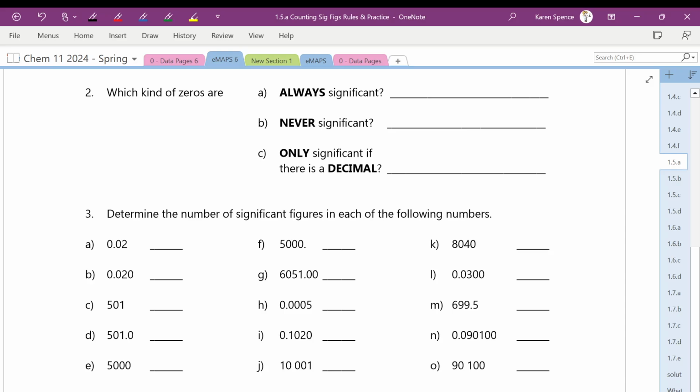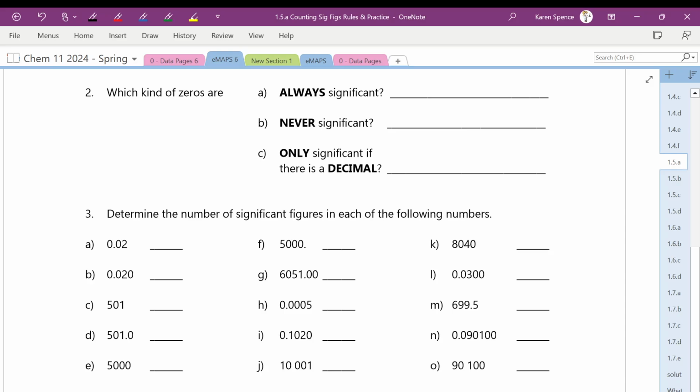Okay, so which ones are kind of confusing for you? Okay, so what kind of zeros are they? Are the zeros on the left, or on the right, or in the middle? There's a middle, so we look and we say we have N, Y, M. So the ones in the middle are yes, significant. Now I count 1, 2, 3, 4, 5. Good question.